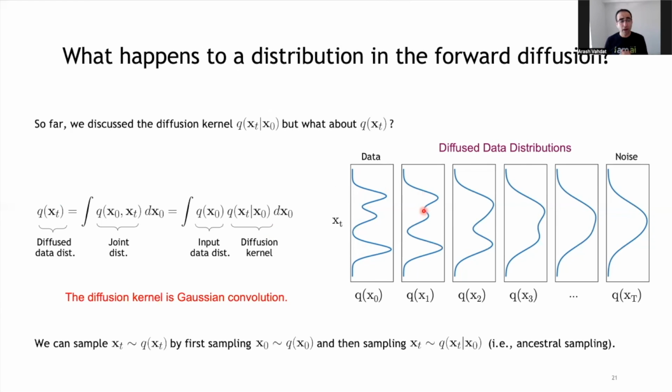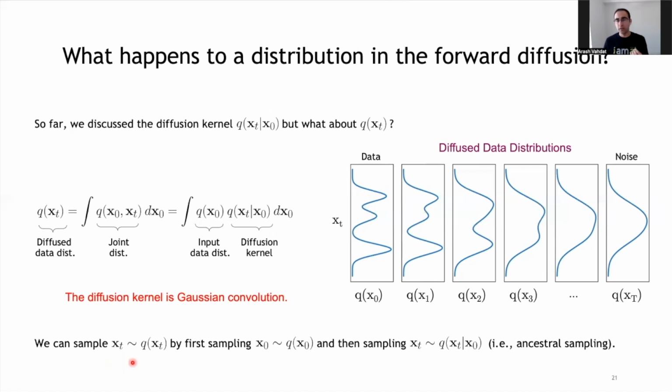However, we should have in mind that we actually don't have access to the input data distribution and intermediate diffused data distributions in practice. Usually, we only have samples from the data distribution. We don't have access to the explicit form of the probability density function of the data distribution, right? So even though we don't have access to this distribution or all the intermediate diffused distributions, we know how to draw samples from the diffused data distribution.